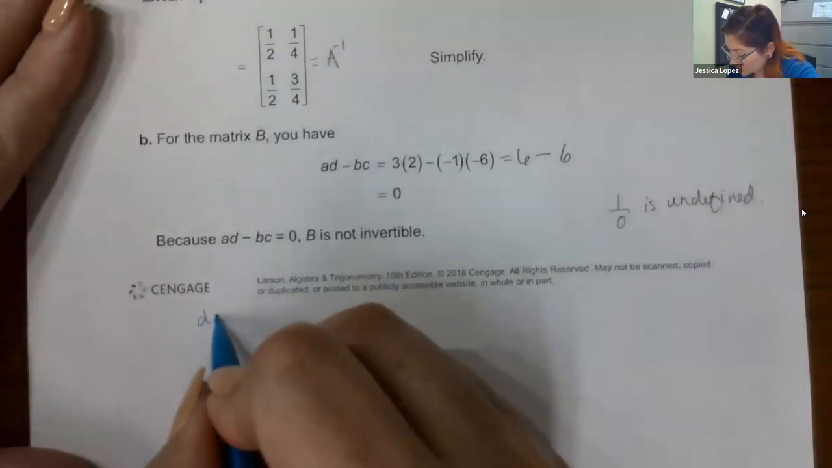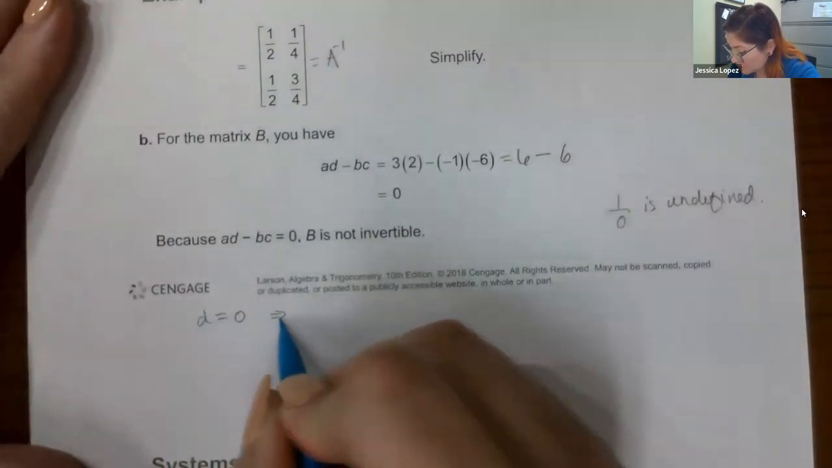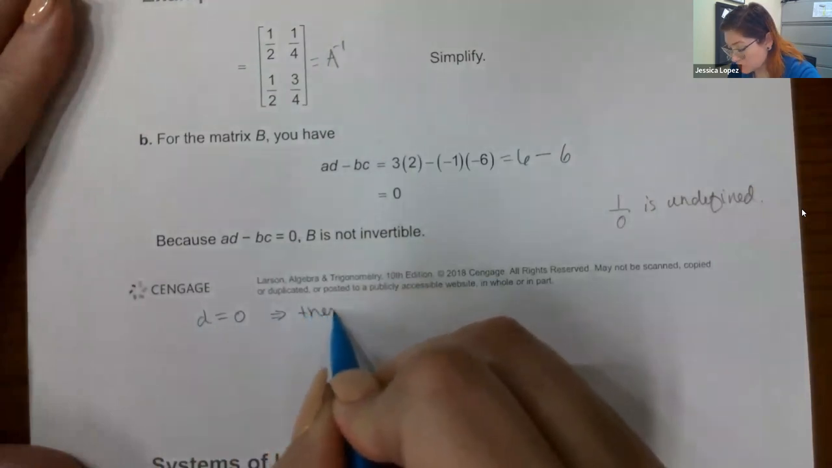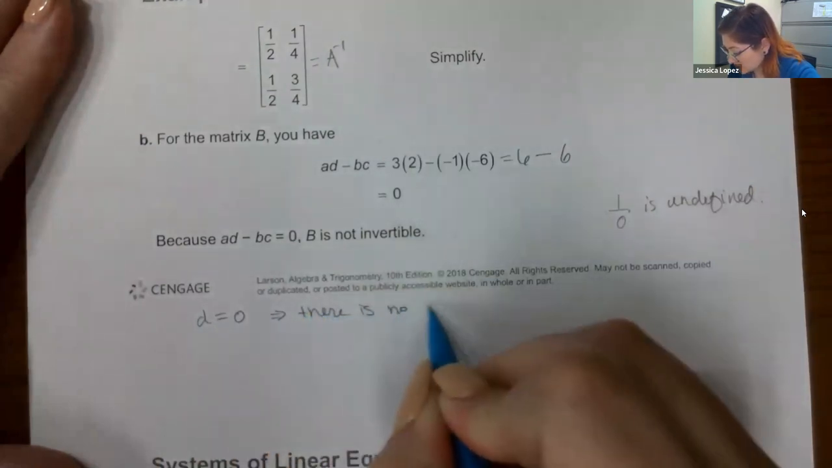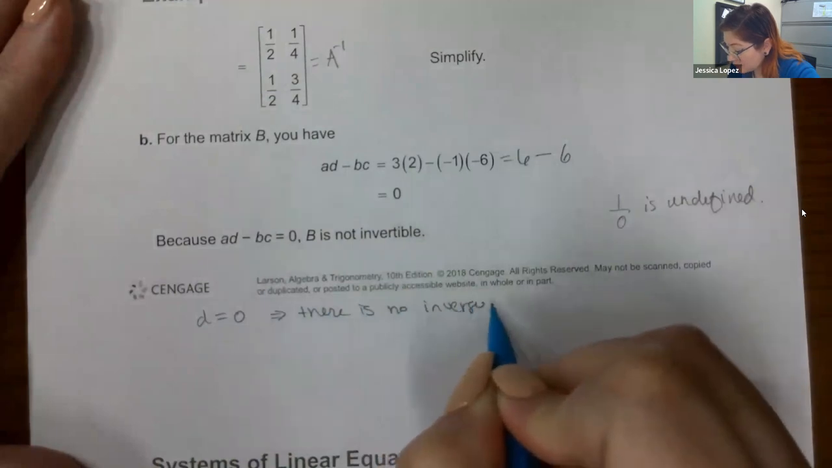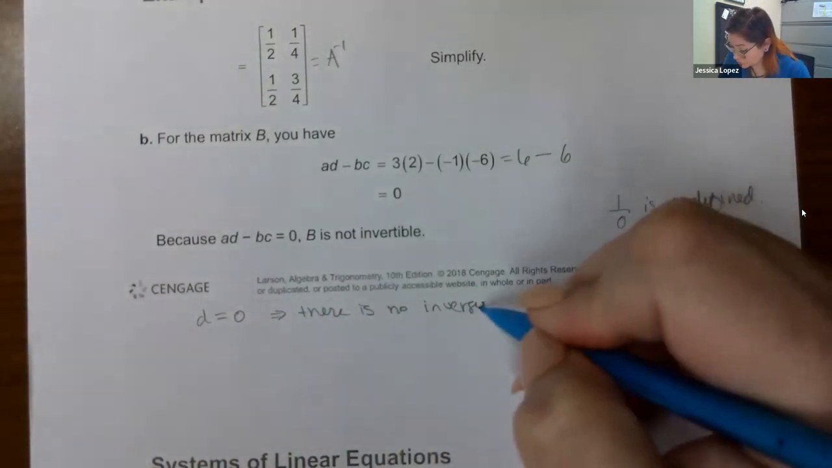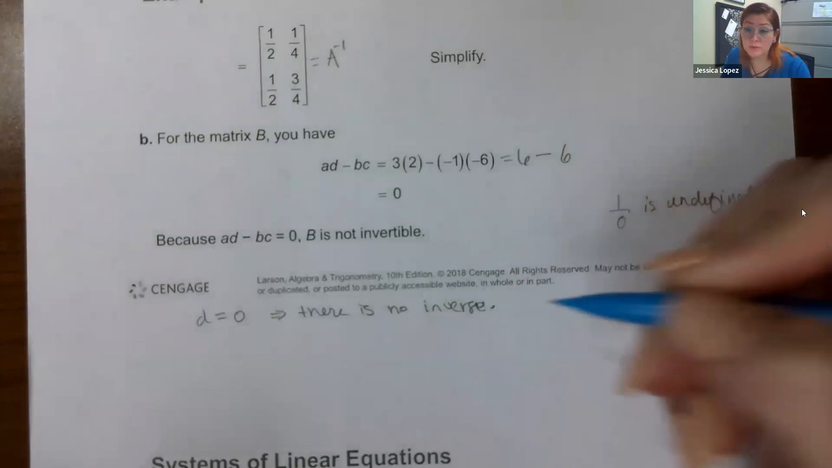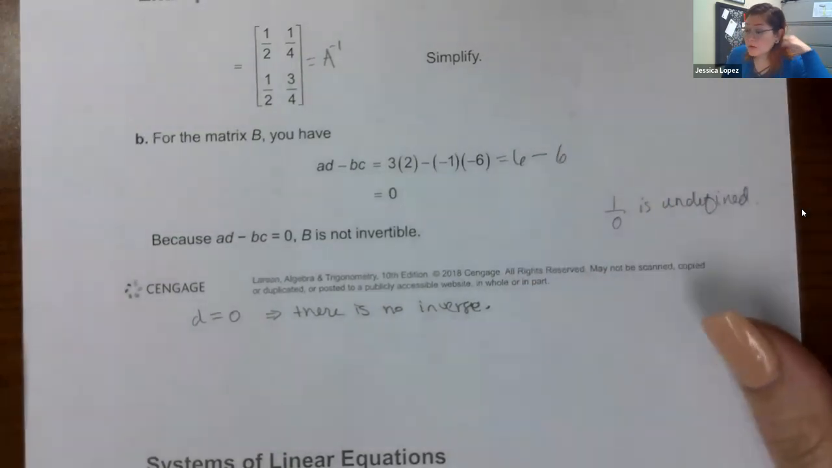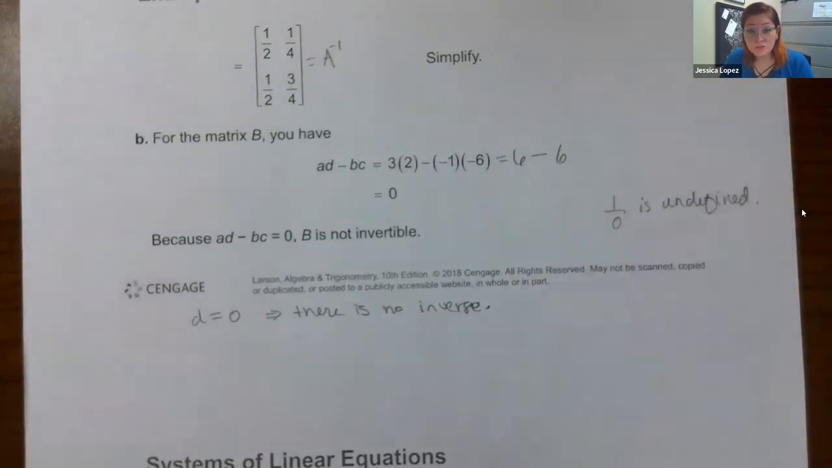So if your determinant equals 0, there is no inverse. And that fact is true regardless of whether it's a 2x2 or a 3x3 or a 4x4. So regardless of its dimensions, if the determinant is 0, there is no inverse, okay?